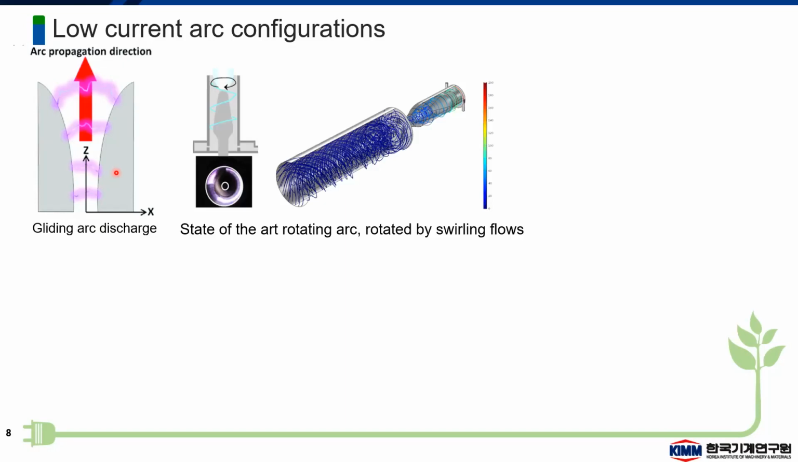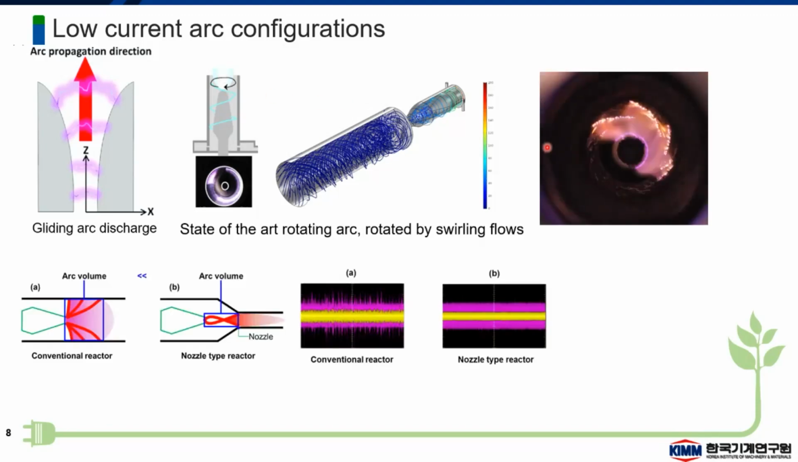So our group introduced a state-of-the-art rotating arc plasma. In this reactor, we supply gases in a swirling flow. From here we can see that the arc covers all the reactor parts, so all the gases pass through the reactor arc. In this way, we have high interaction of plasma and gases. This video is from a high-speed camera inside the rotating arc reactor, so we can see how the arc rotates inside the reactor.